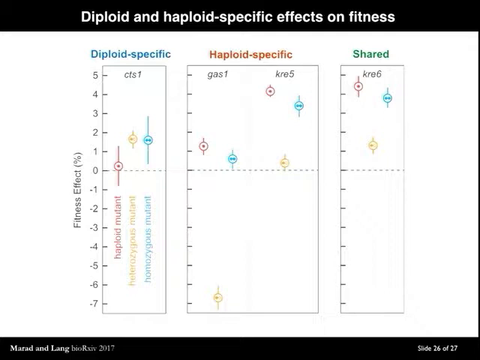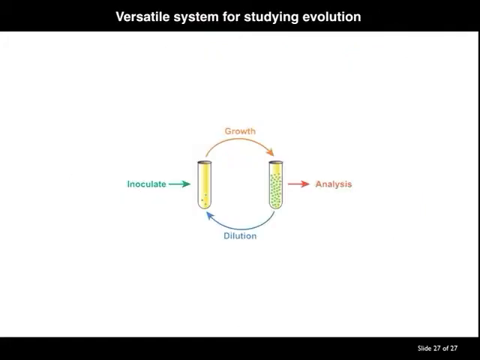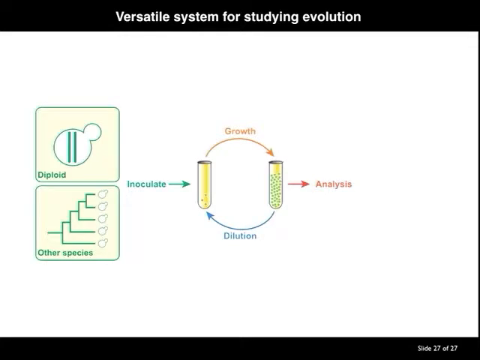Most of what I've told you about has been the simplest possible experiment we could do: either haploid or diploid yeast in rich glucose media at 30 degrees, asexually. What my lab is starting to do now is turn all these knobs that we have at our disposal. We're doing evolution in different ploidies, in different species, in different strains.